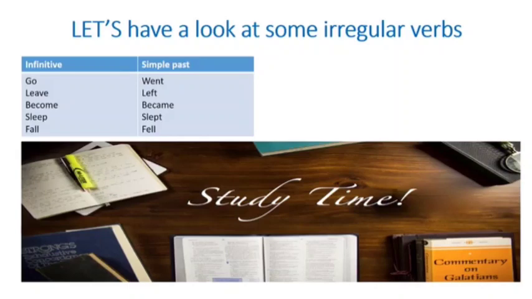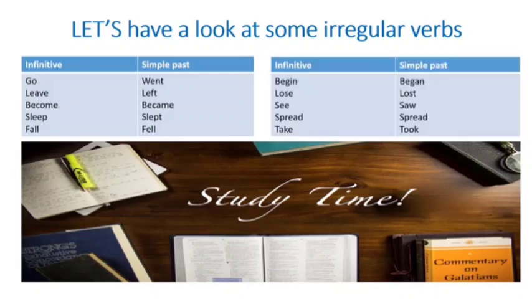So you have to memorize the simple past of these verbs. Here, go, we don't add ed. Leave, we don't add ed or ied. No, it changes. So you have to memorize the simple past of these verbs. Let's move to the next chart. Other group of verbs. They are called irregular verbs. So the verb begin, its simple past is begun, lose, lost, see, saw, spread, spread, take, took. So you have to study these verbs.